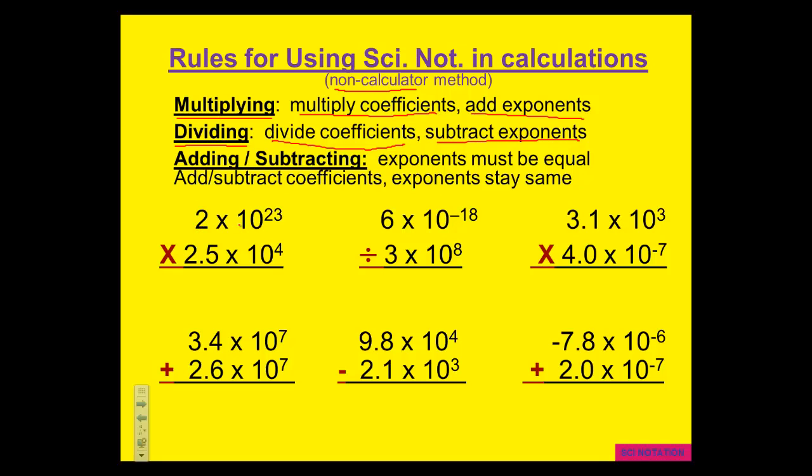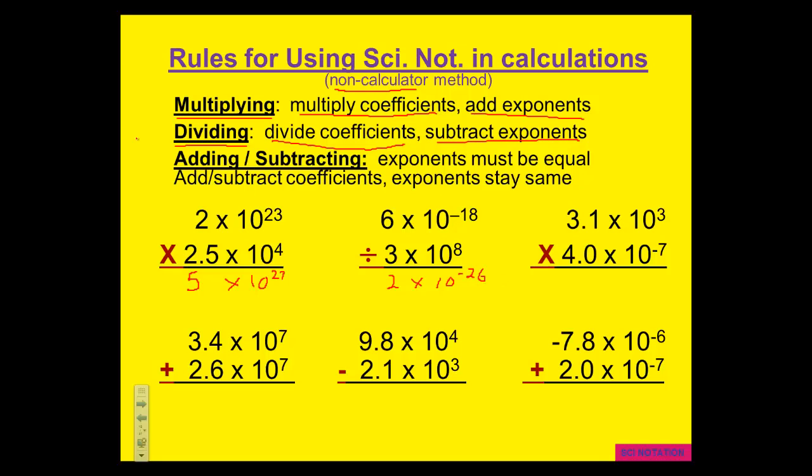How about this first one? 2 times 10 to the 23rd multiplied by 2.5 times 10 to the 4th. Well, 2 times 2.5, we multiply the coefficients. I believe that is 5. And then you add the exponents. So this is times 10 to the 23 plus 4, which is 27. Let's try this division one here. So you take 6 divided by 3, and that is 2 times 10 to the, what do we do again? Oh yeah, we subtract the exponents. So it's minus 18 minus 8. So that is negative 26, I believe.